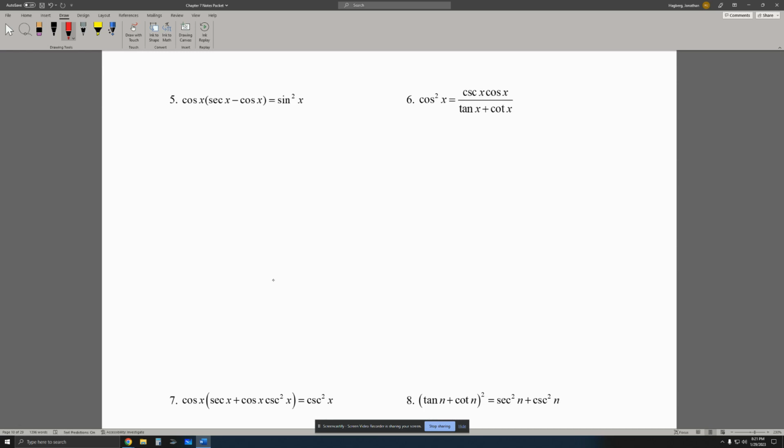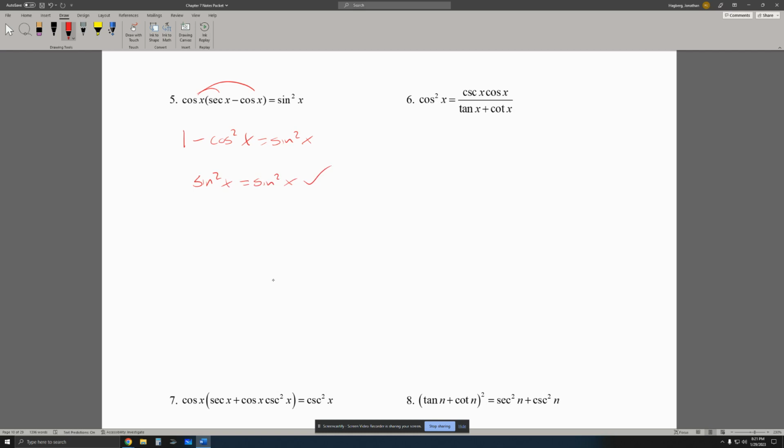Number 5. Let's go ahead and multiply this out. So we have cosine times secant. Well, that's reciprocals of one another, so that's equal to 1. And then minus cosine times cosine is cosine squared of x. And again, this is a Pythagorean identity. Sine squared equals sine squared. That one's quick and easy.